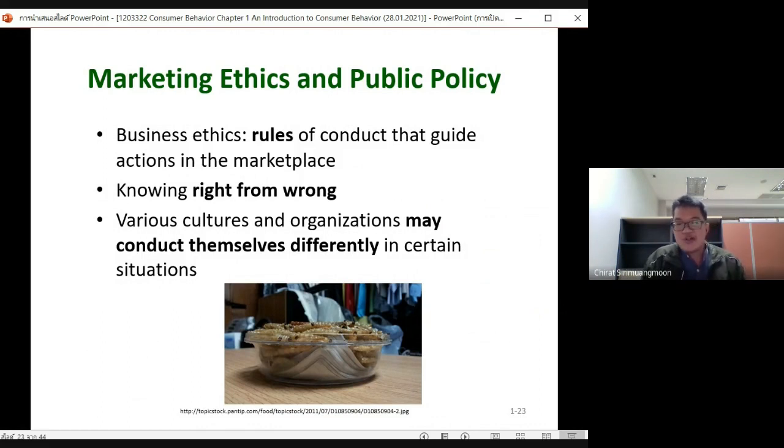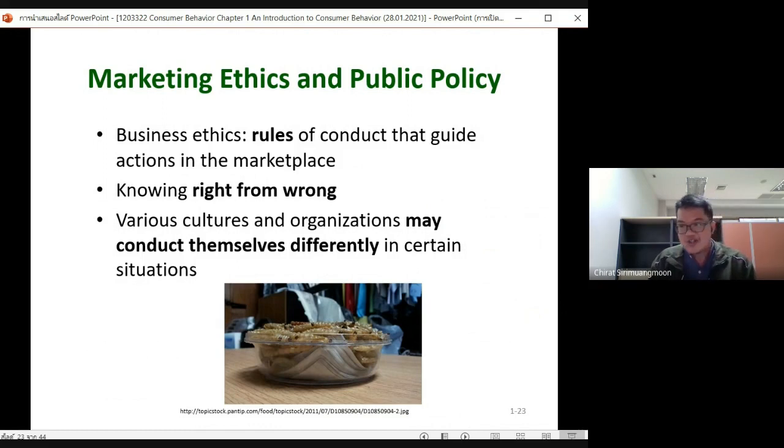But you need to consider not all cultures have the same standard or same ethics. For example, eating dog meat in Thailand is not good. Like it's not illegal, but people might not like it. But it's normal in Vietnam or in Korea. So let's think about this one. Because if you do not follow the ethics, it's going to be a problem.